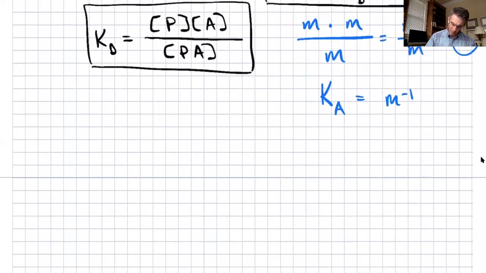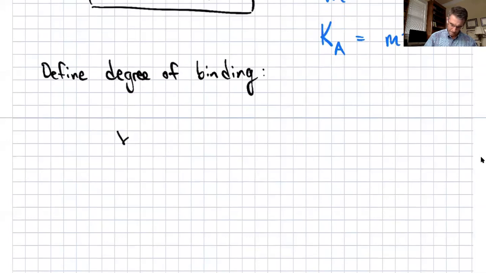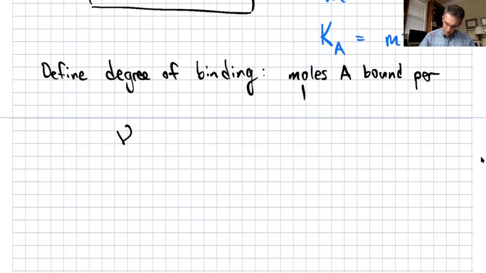We need to define another expression that's known as the degree of binding. It gets the symbol nu. It's a simple idea. It's simply the moles of our ligand, so the moles of A bound, per total moles of P. So mathematically, what that would look like would be something like this.